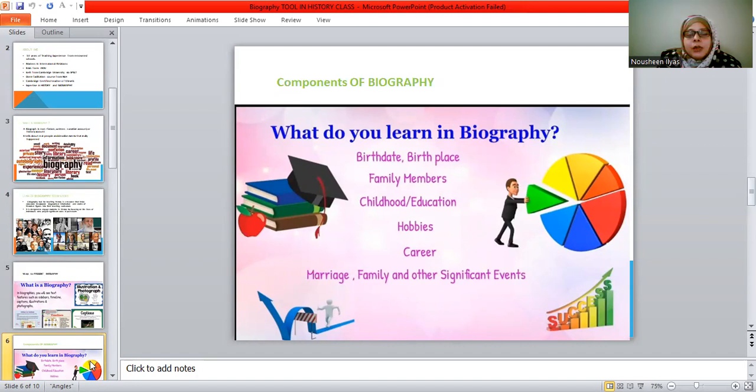For example, if I take Abraham Lincoln, not necessarily, but in every resource I got his birthplace, birth date, family members, childhood, education, hobbies, career, etc. Marriage, family, and significant events of their lives due to which they got success. So these are the main components of a biography which help us to develop a booklet.